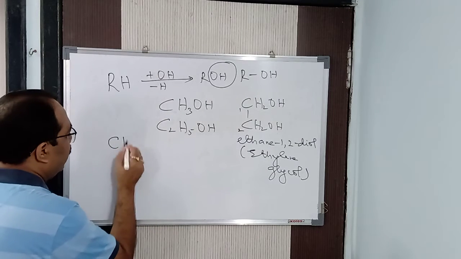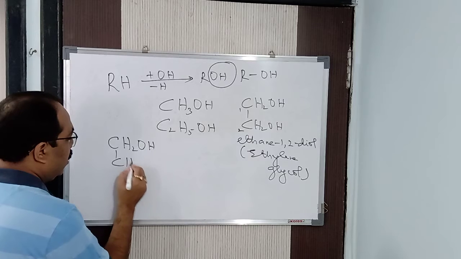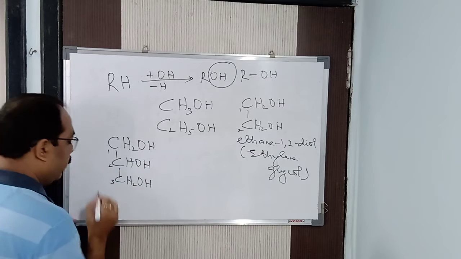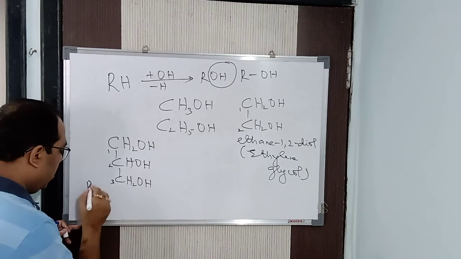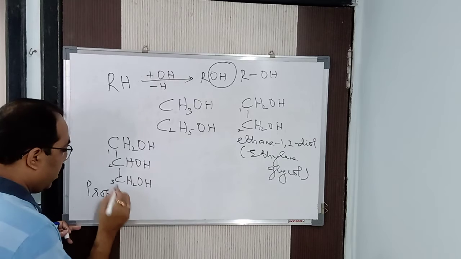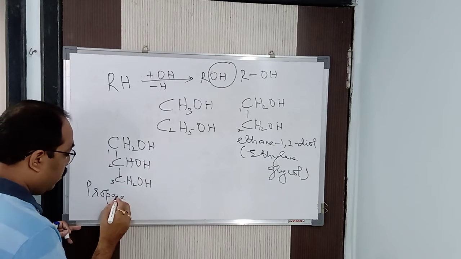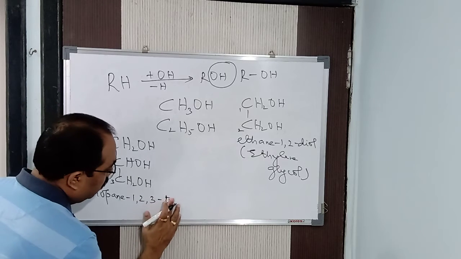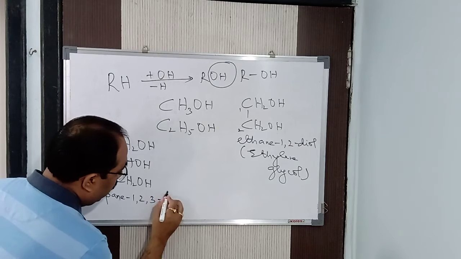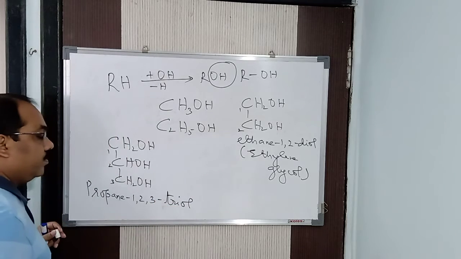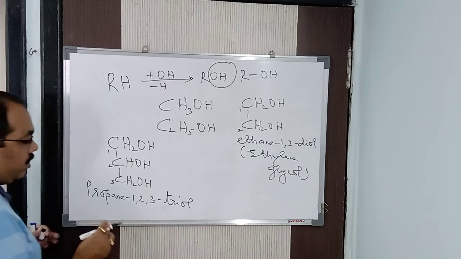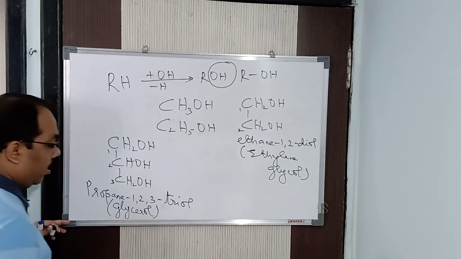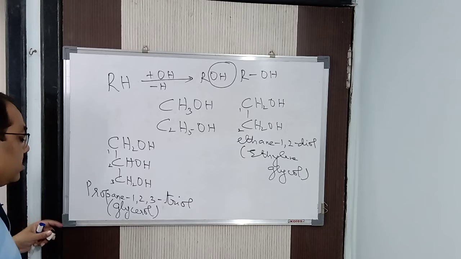Similarly, if you have three OH groups, CH2OH, single bond CHOH, single bond CH2OH. So 1, 2, 3. The root word is prop, then carbon-carbon single bond is ane. So propane 1, 2, 3-triol. We can also say the common name, as you heard earlier, glycerol or glycerine.